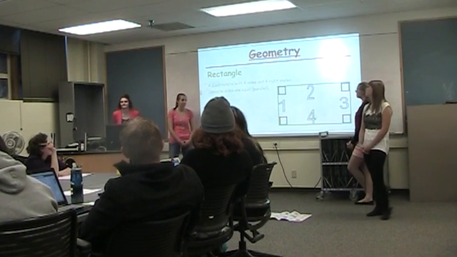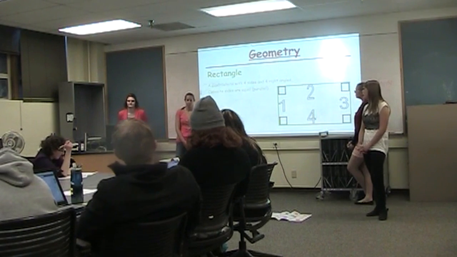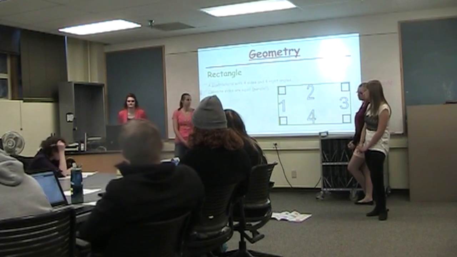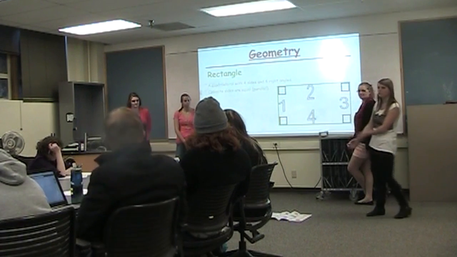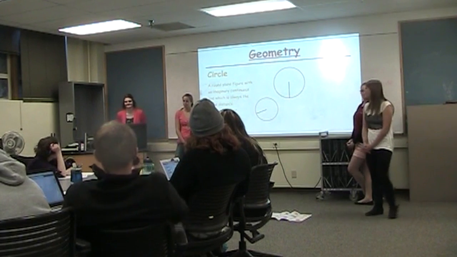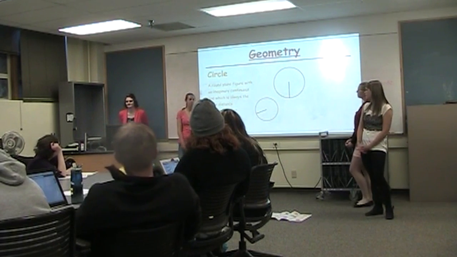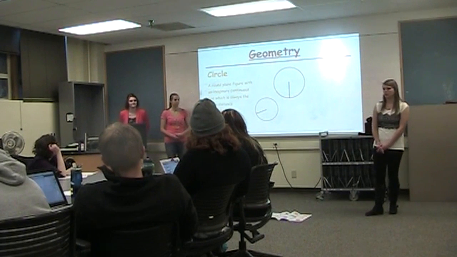And this is a rectangle. It is also a quadrilateral with 4 sides and 4 right angles. And the opposite sides are equal and also parallel. And when they're parallel, it just means if they keep going on forever, they'll never touch. And this is a circle, a round plane figure with an imaginary continuous line which is always the same distance from the center. Just like a clock.